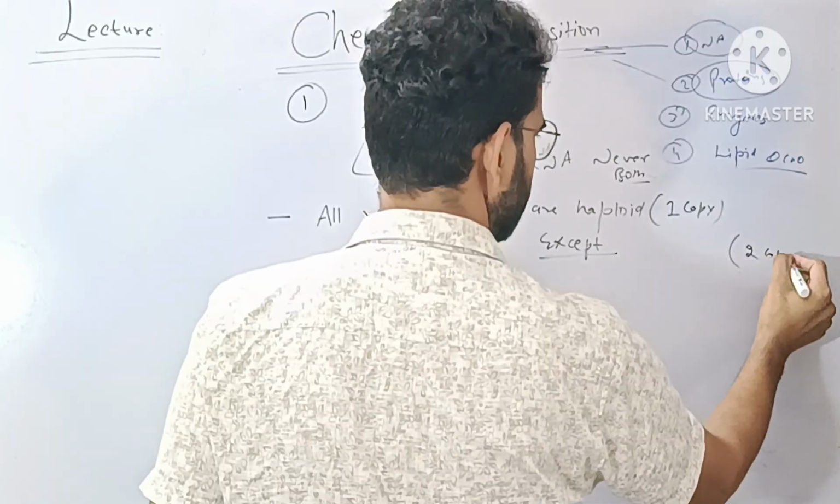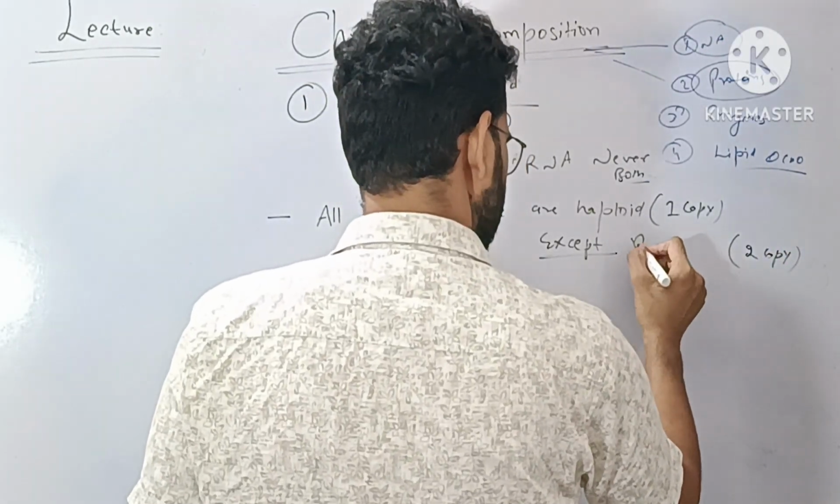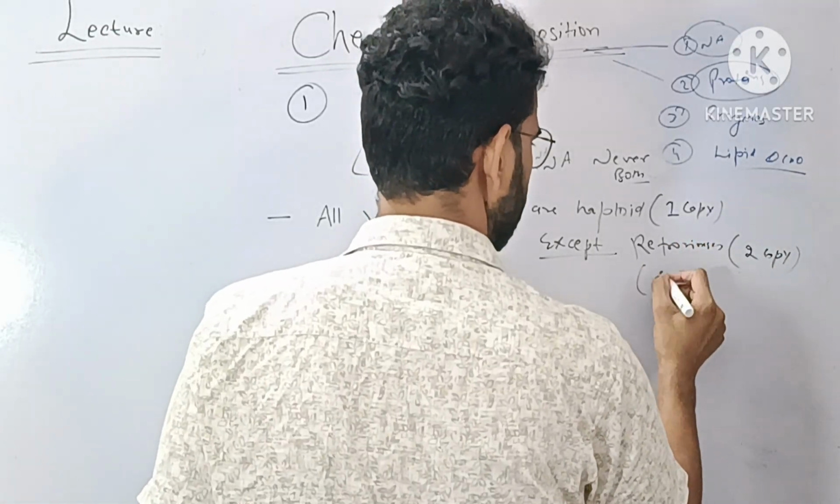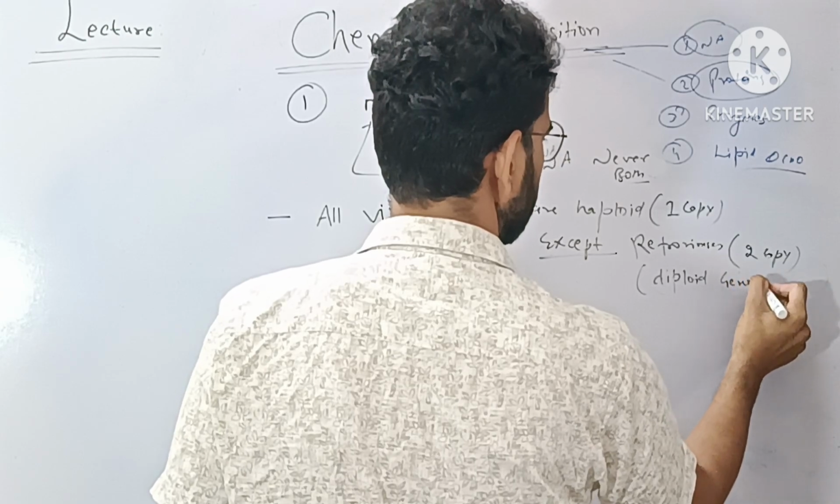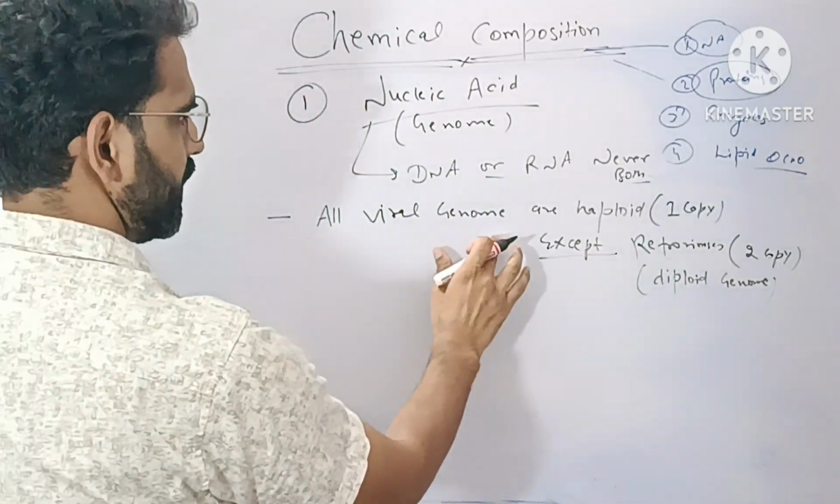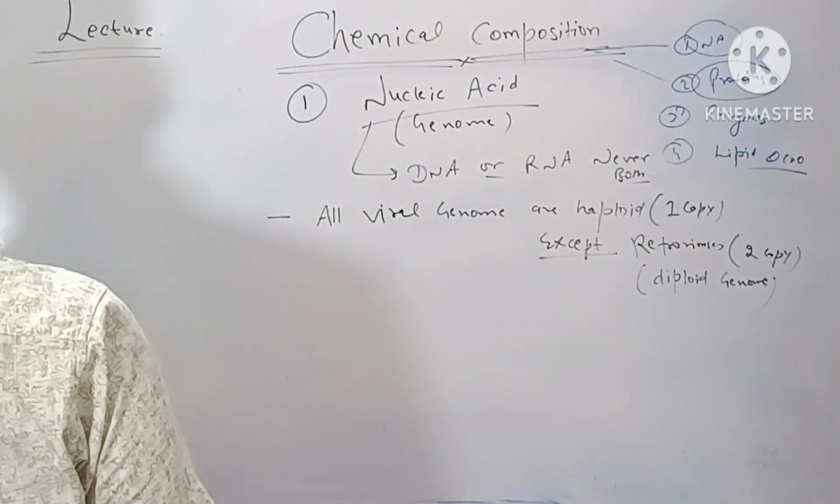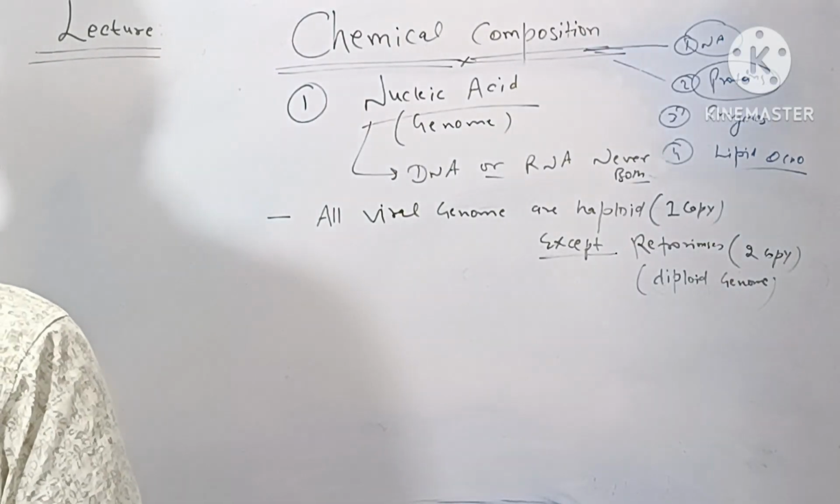And what is that exception? That is retrovirus. Retroviruses have a diploid genome. So the first point is that all viral genomes are haploid. They contain one copy, except retrovirus having two copies or a diploid genome.